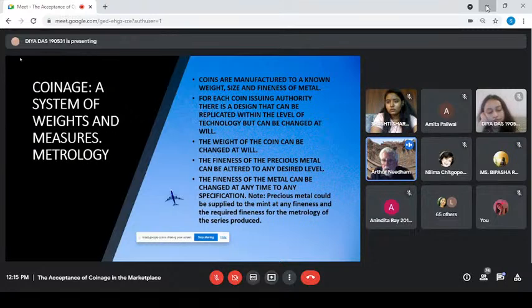Note, precious metals could be supplied to the mint at any fineness. Someone could give you 50% silver, someone could give you 90% silver. But the required fineness for the metrology of the series produced, the mint could make that fineness. So there is technology, and this could happen from the start of when coins were produced. Next slide, please.